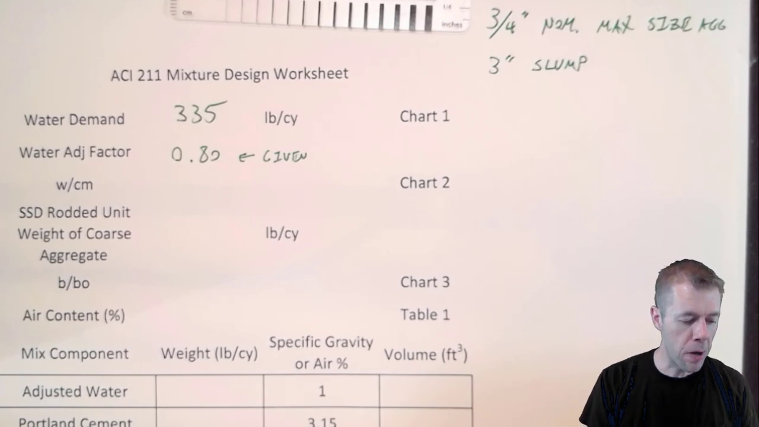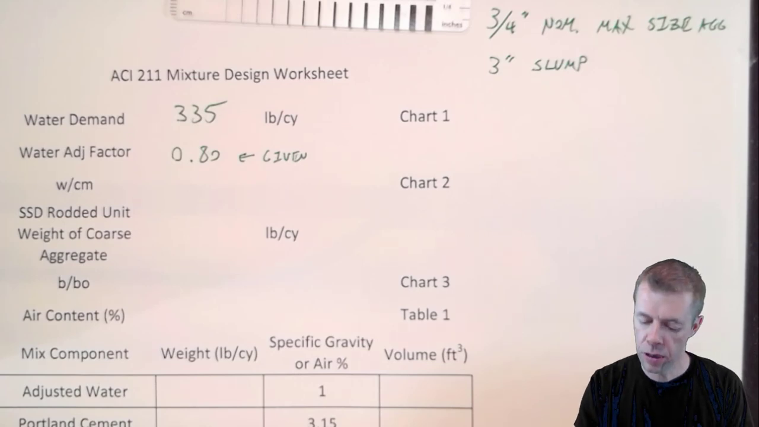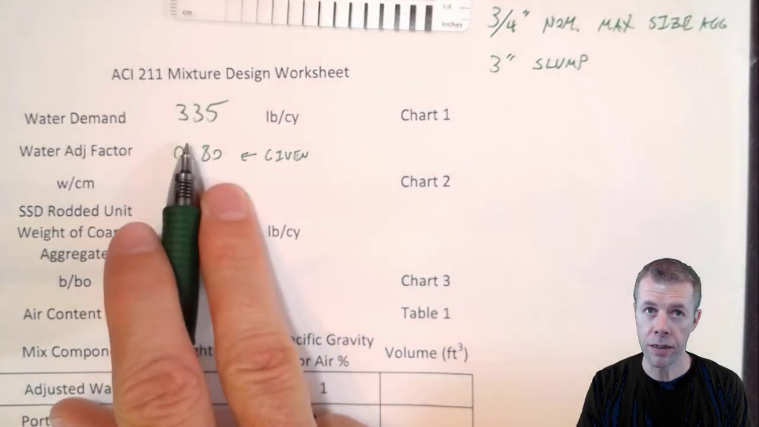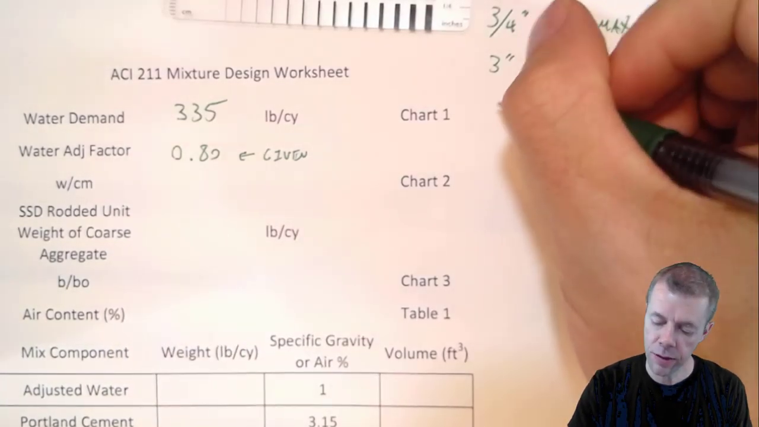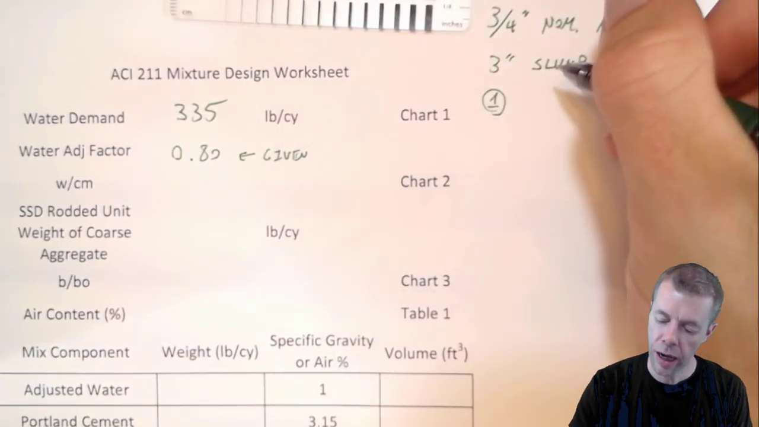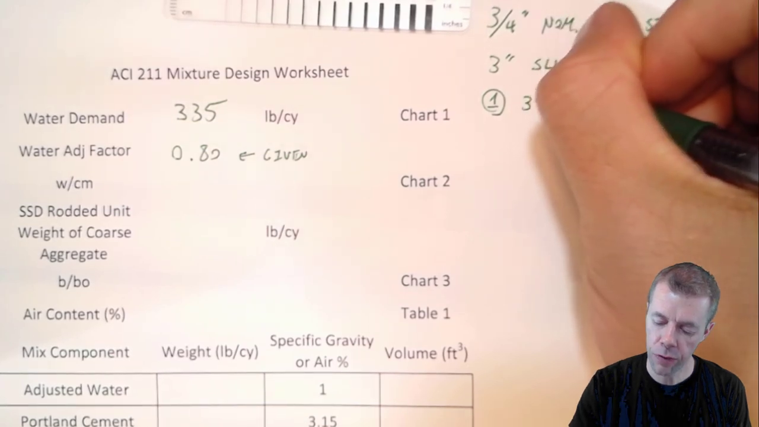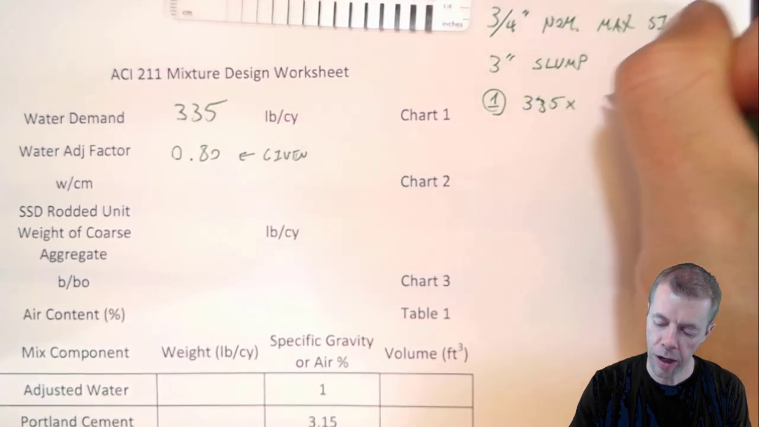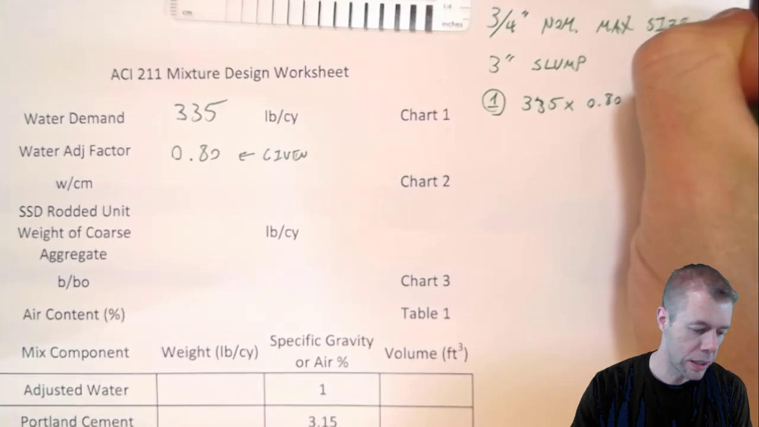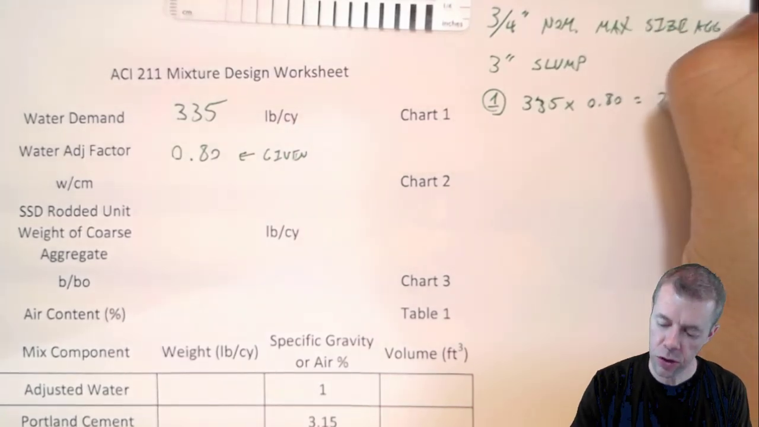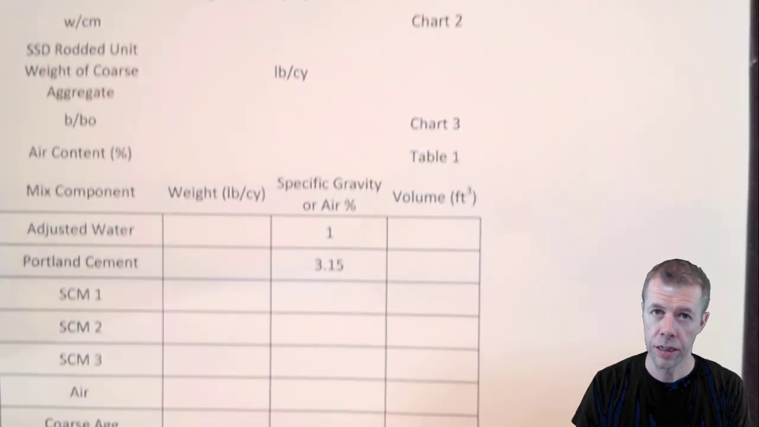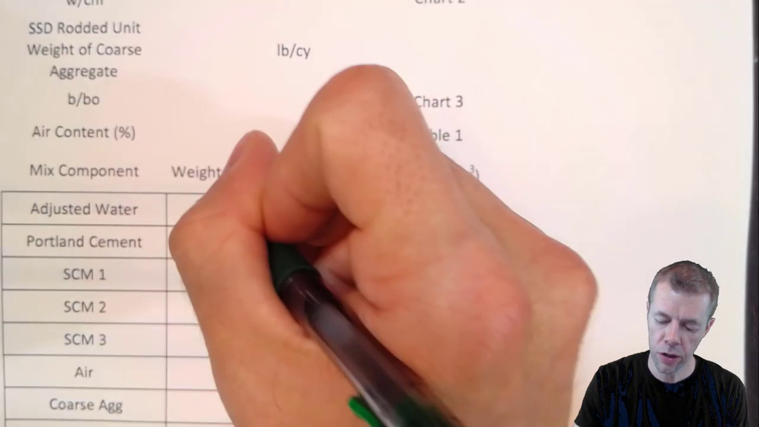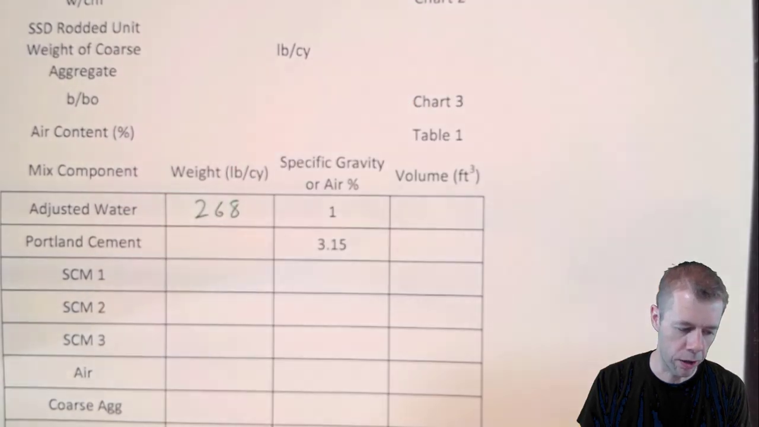Okay, so based on those two things, my water demand and my water adjustment factor, I can calculate how much water I need. This is going to be calculation number one. I can take 335 pounds multiplied by 0.80, and that's going to give me 268 pounds of water. And that number is going to go right here, 268 pounds of water.